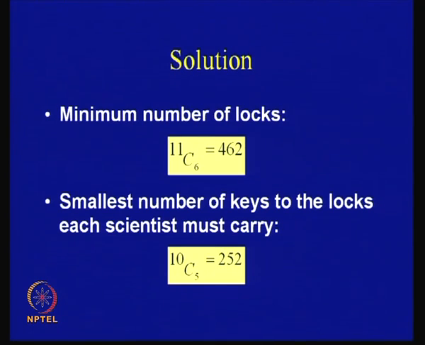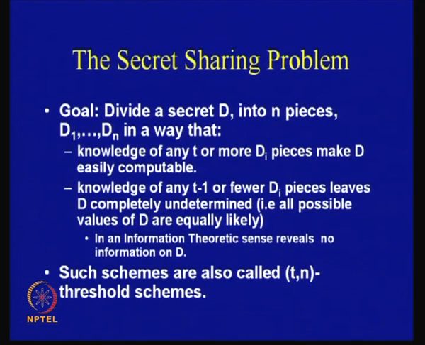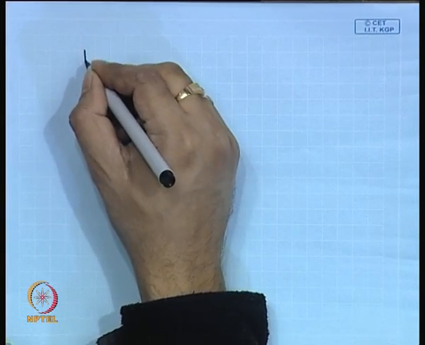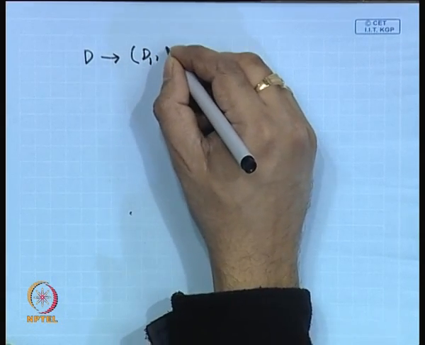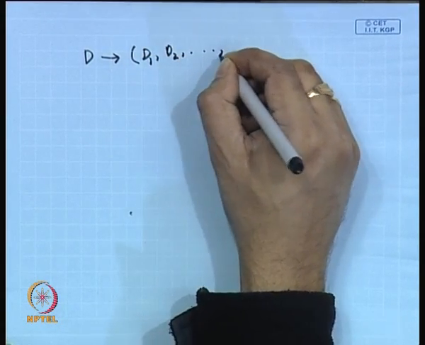So, we formally define the secret sharing scheme. It is as follows. The goal is to divide a secret D into n pieces. So, there is a secret D, and I want to divide that into n such pieces.